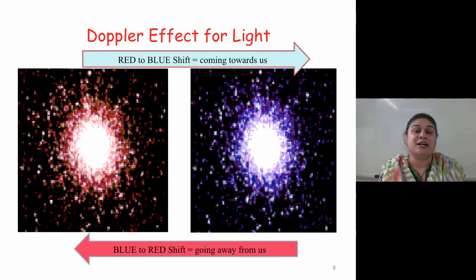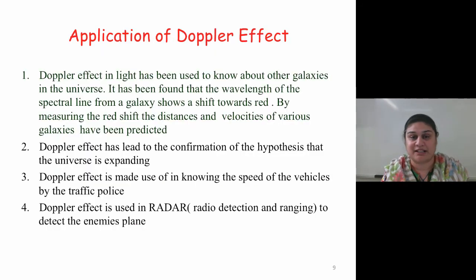So if the light is coming towards us, Doppler's effect says that the light will shift from red to blue. Whereas if the source is going away from us, then it will shift towards the red side.